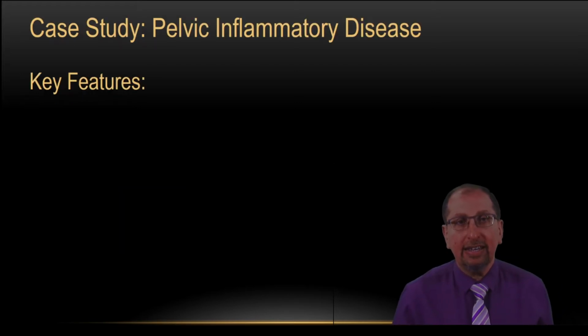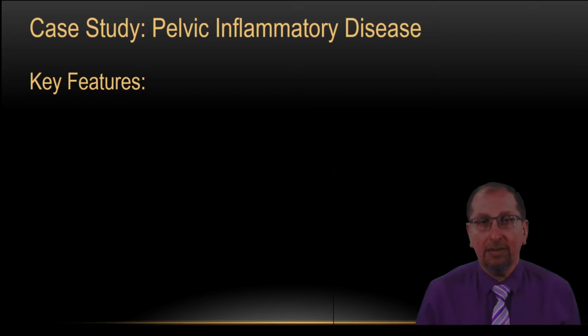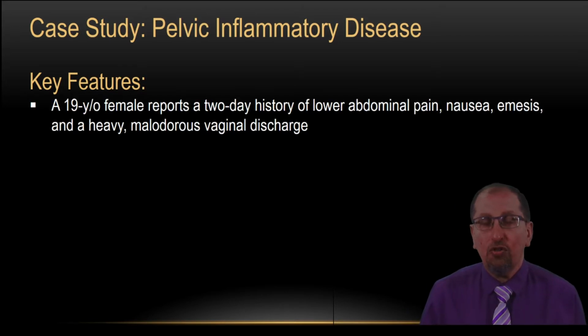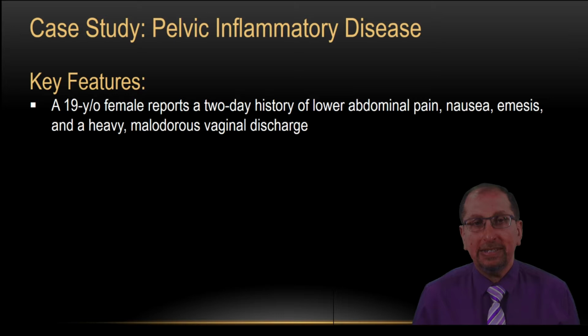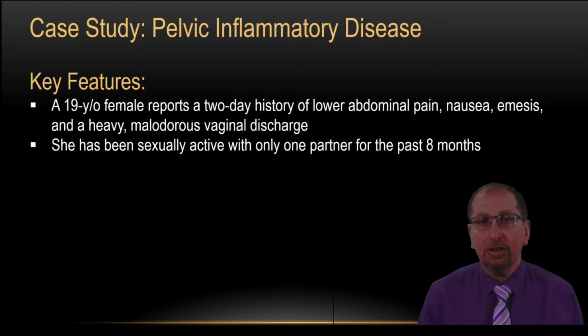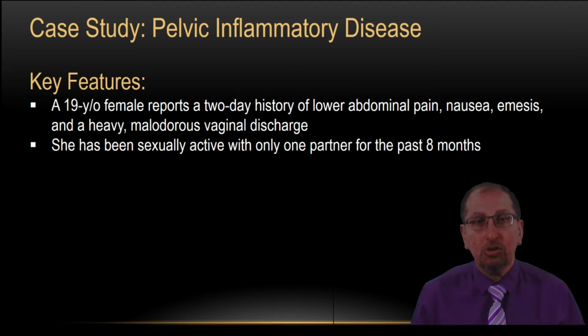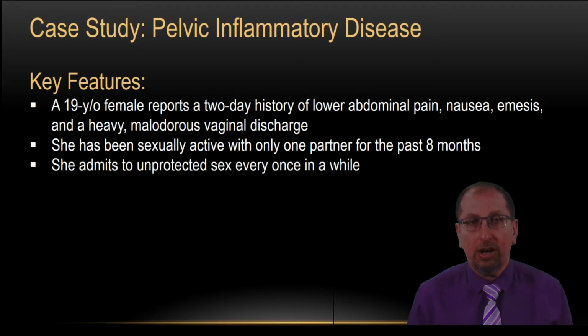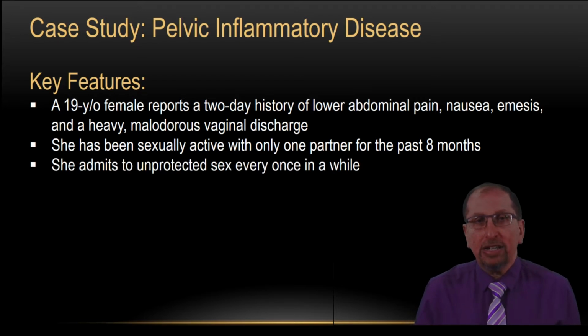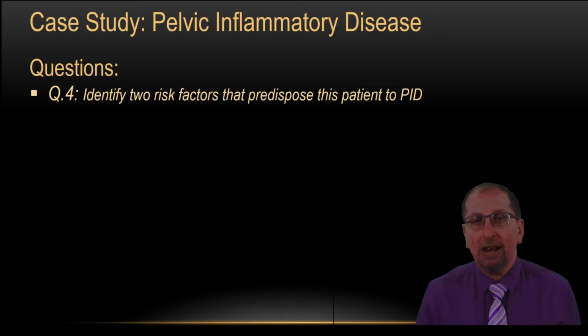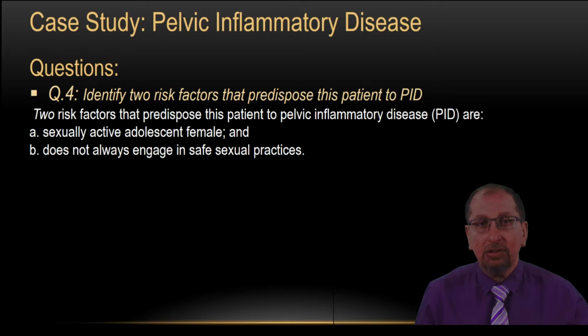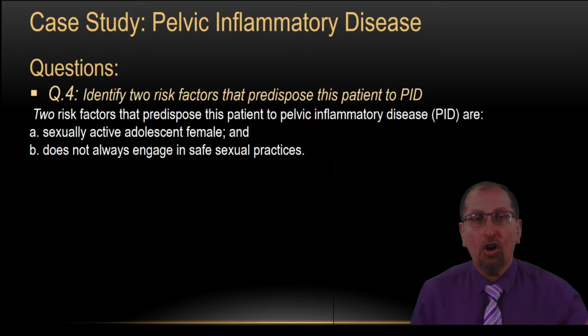So our case study is about a 19-year-old female who reports a 2-day history of lower abdominal pain, nausea, emesis, and a heavy malodorous vaginal discharge. She has been sexually active with only one partner for the past 8 months, and she admits to unprotected sex every once in a while. So identify 2 risk factors that predispose this patient to pelvic inflammatory disease. These 2 risk factors are sexually active adolescent female and does not always engage in safe sexual practices.